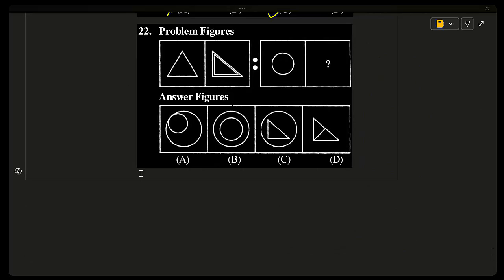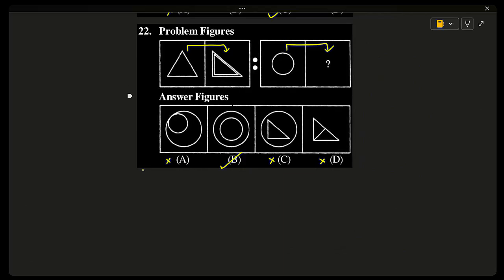What is the relationship between first and second? Okay, so the triangle shape is not changed. Triangle is triangle only. It did not become a square or pentagon, but it is repeated 2 times. So the circle should be as it is and repeating 2 times. Option C is wrong because different figures are there. Option D is also wrong. Next, in options A and B, 2 circles are there. But which one to choose, option A or option B? We have to choose option B, not A.